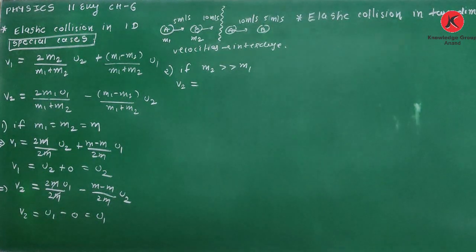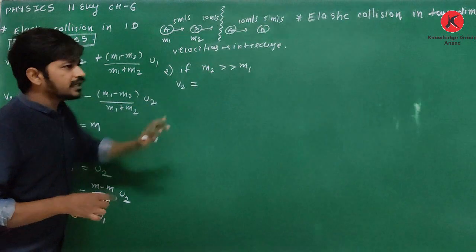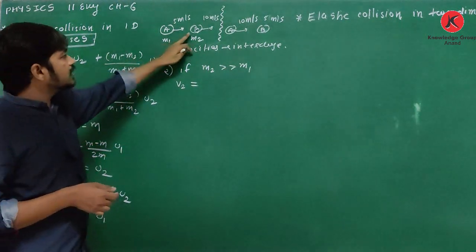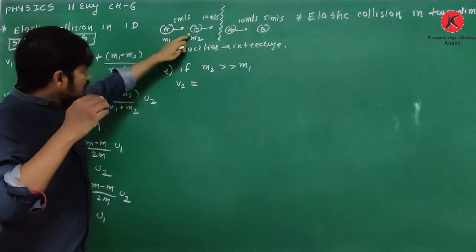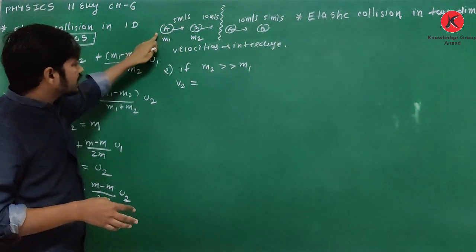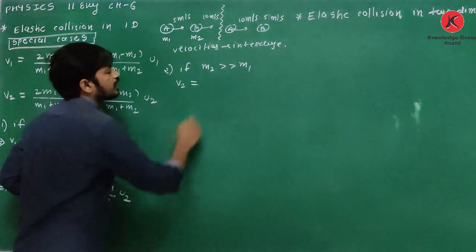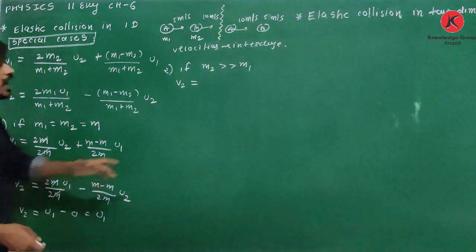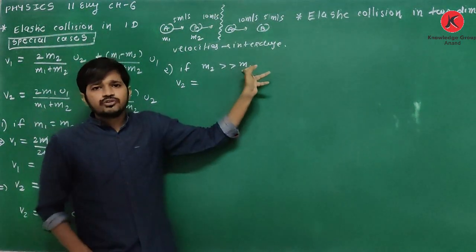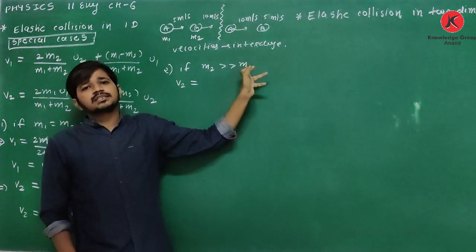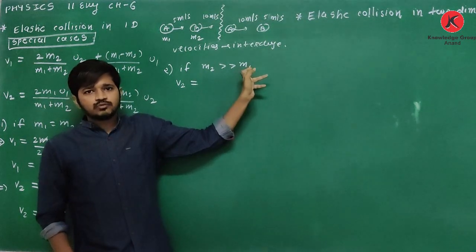v1 is the speed of the first object after collision, and v2 is of the second. Then how to do it? If m2 is very much greater than m1, it means this particle is very large and this particle is very small. Then you have to take m1 as 0. Clear about this? You have to take m1 as 0.